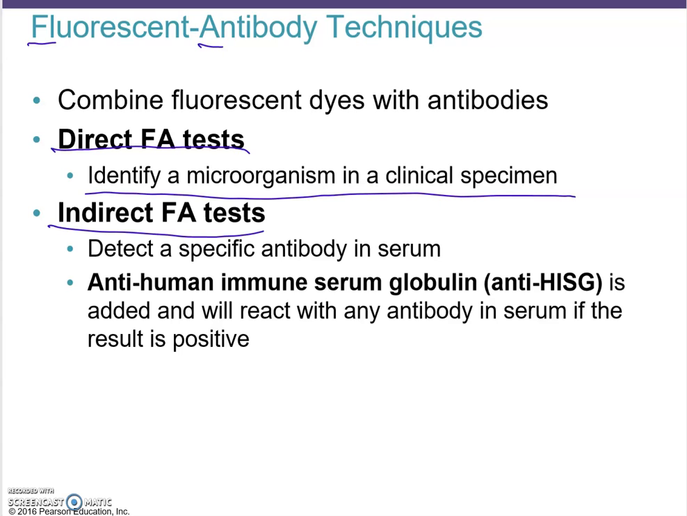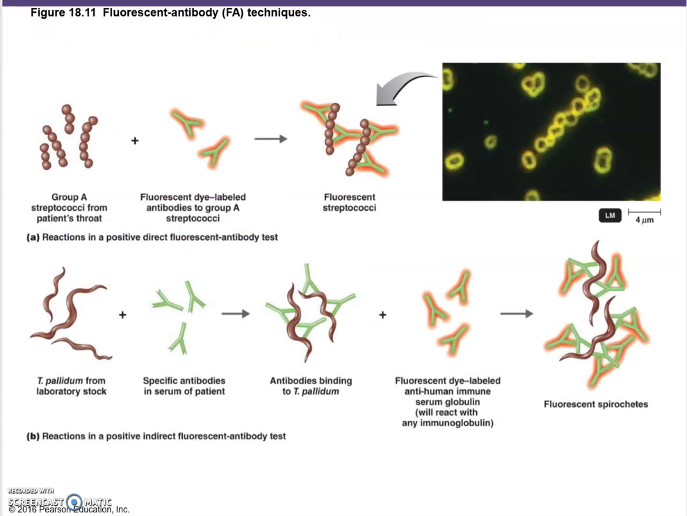In the indirect FA test, you detect a specific antibody in the serum. And so here's an example: the anti-human immune serum globulin, anti-HISG, is added and will react with any antibody in the serum if the result is positive. Here's a diagram showing you results of fluorescent antibody testing.